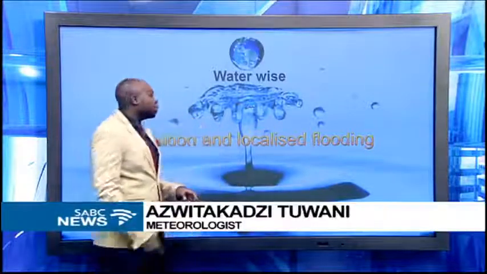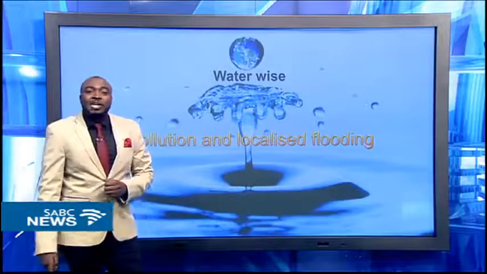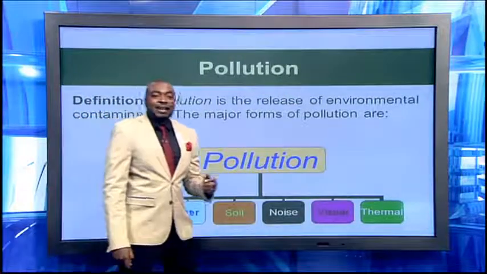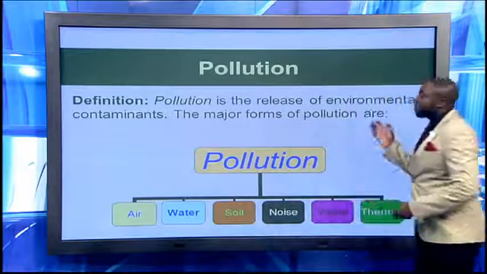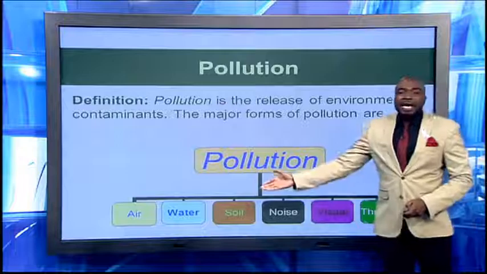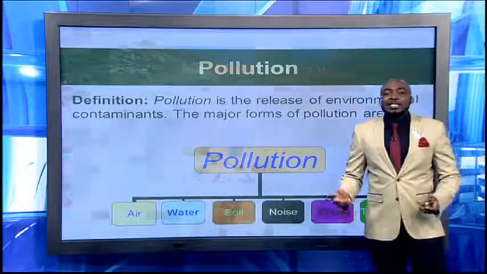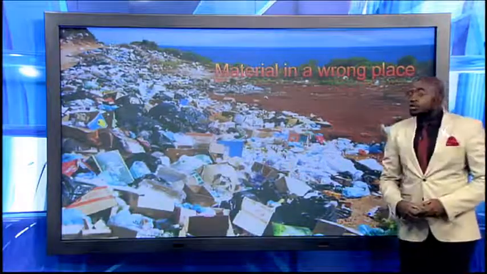Today we are looking at how pollution affects localized flooding, most precisely in urban areas. We're going to start by defining what pollution is. Pollution is the release of environmental contaminants. The major forms of pollution are air, water, soil, noise, visual, and thermal, but easily you can define it as material being put in areas where it's not supposed to be.